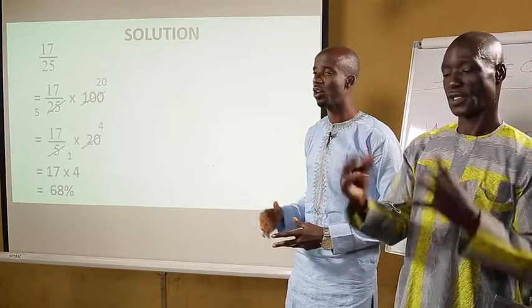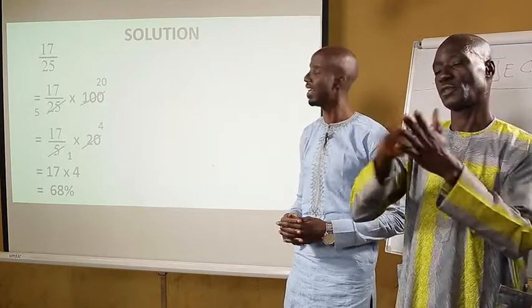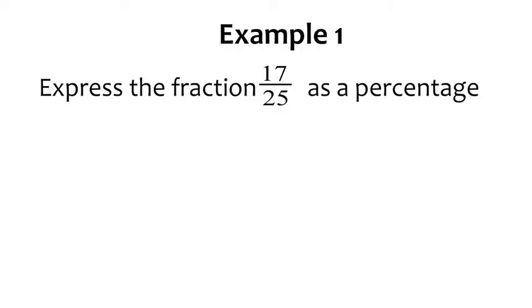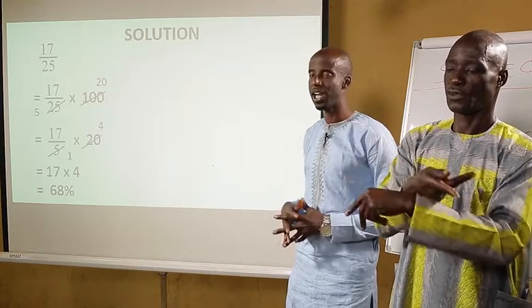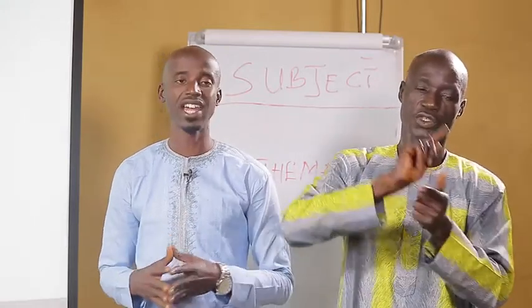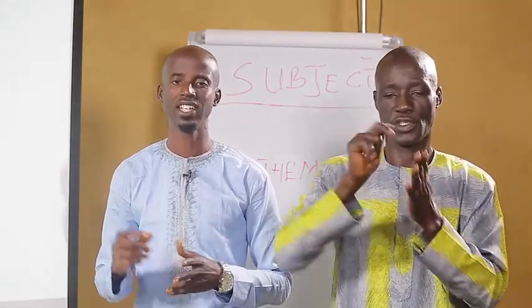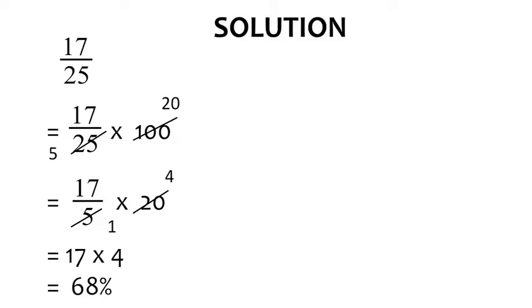All right, remember we have to write the solution to differentiate between the question and the answer. And the question says we should convert 17 over 25 to percentage. That takes us to the next step, which is equal to 17 over 25 multiplied by 100. Any number you are asked to convert to percent, the first thing that should come into your mind is to multiply that number by 100. So we have 17 over 25 multiplied by 100.